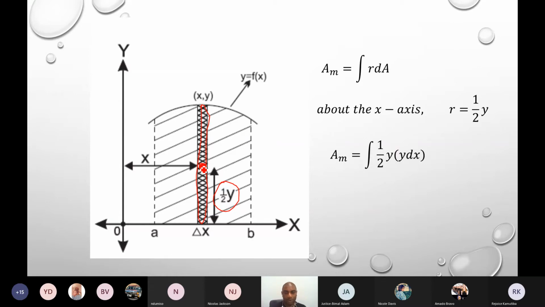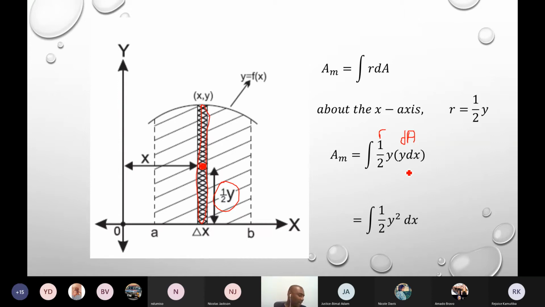So now if you look, my area moment is going to be half y times y dx. This is my r here, which is half y, and this is my dA here, my calculation of the area of a graph. So you just put y dx, because the area of a graph with limits in the x-axis is y dx. Then if I simplify it, I get half y squared.